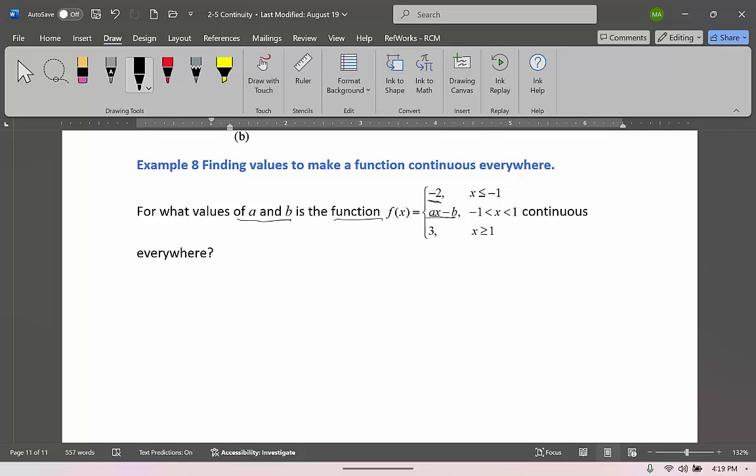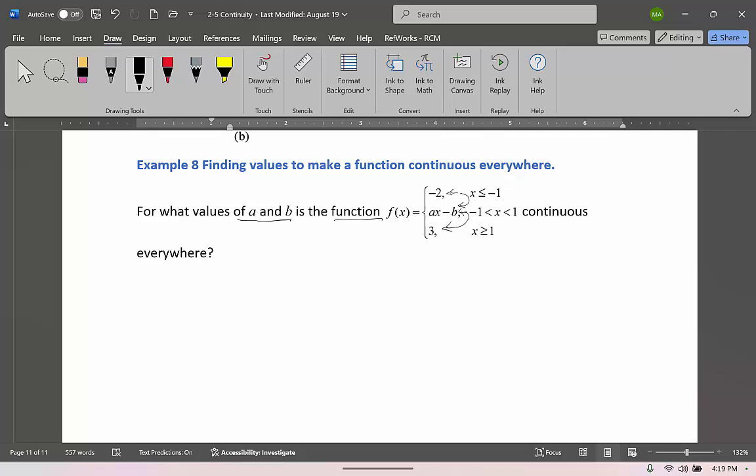So the only points in question where there may be discontinuities is, again, when we stop following this piece of the function and we start following this piece. And similarly, when we stop following this piece and start following this piece. In that case, we need the limit to equal the value of the function.